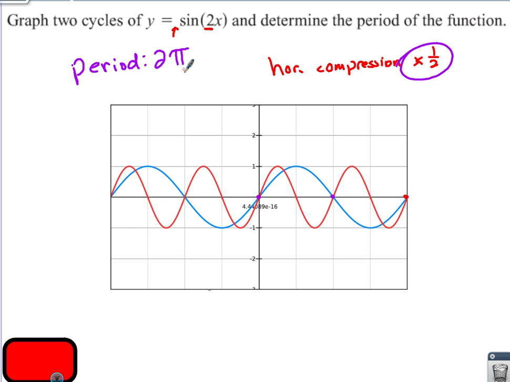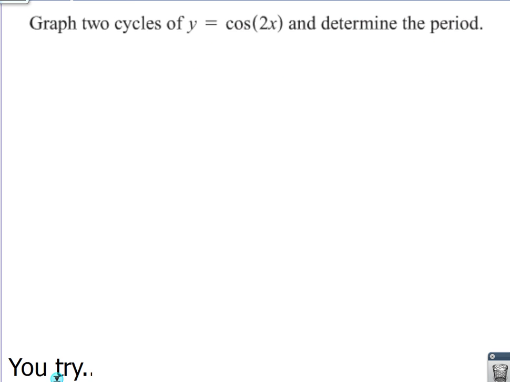If you compress that by 1/2, your new period is pi. Okay. So what would change that period if you had a number in front of the x being multiplied or being divided? That's going to change the period of the graph. The amplitude does not change. The domain does not change. The range does not change. A number being multiplied by x would only change the period of the graph.